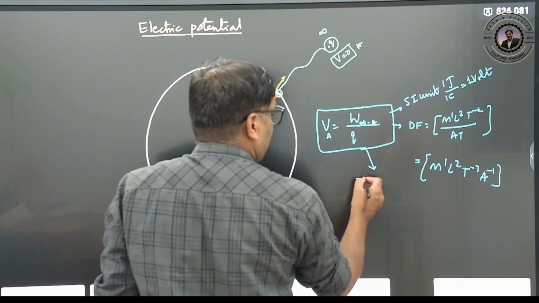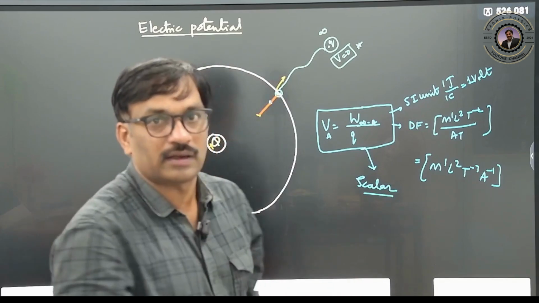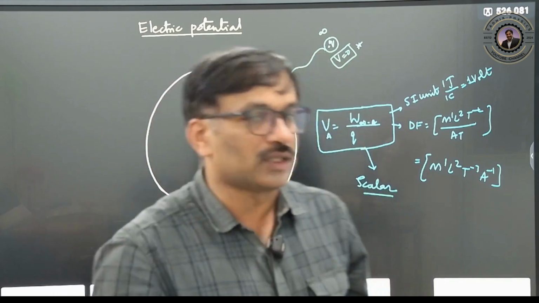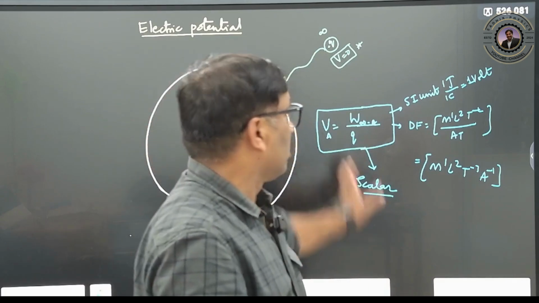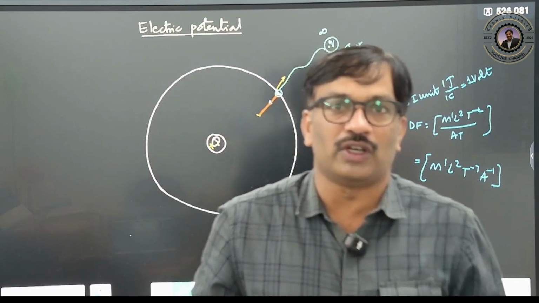One very important point is: is it a vector or scalar? Therefore, it is a scalar quantity. Work done is a scalar, and charge is also a scalar. So potential is said to be a scalar. One very important point you need to note down.